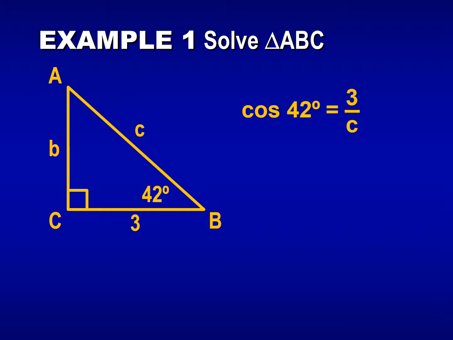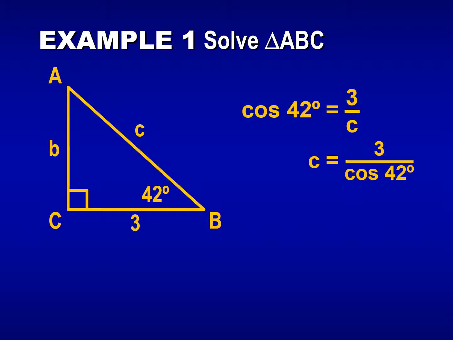So now I do need to do a little bit of algebra to figure out C. You can set up a proportion and cross multiply, or you can multiply both sides by C and then divide by cosine of 42, but you should end up with 3 divided by cosine of 42 for solving for C.